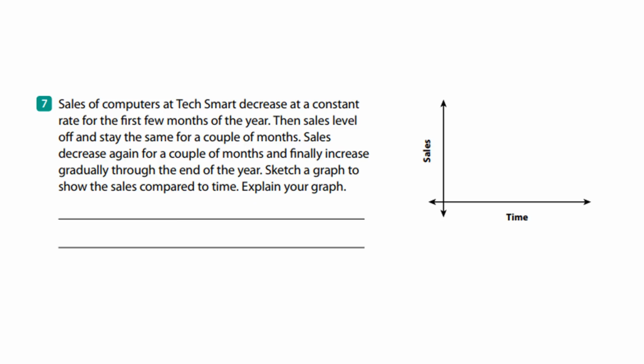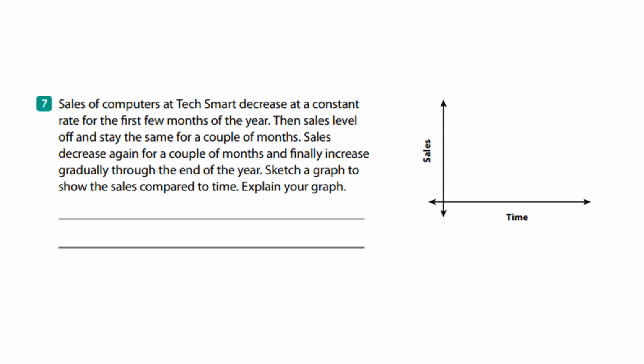Sales of computers at TechSmart decrease at a constant rate for the first few months of the year. Then sales level off and stay the same for a couple of months. Sales decrease again for a couple months and then finally increase gradually through the end of the year. Sketch a graph to show the sales compared to time and explain your graph.